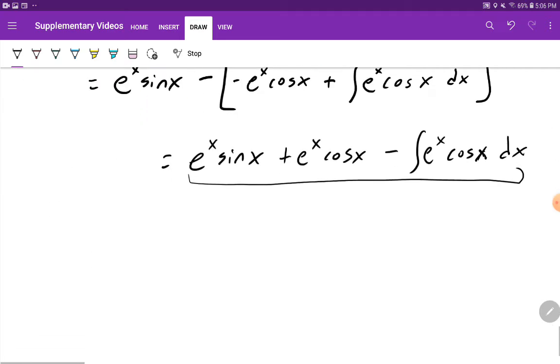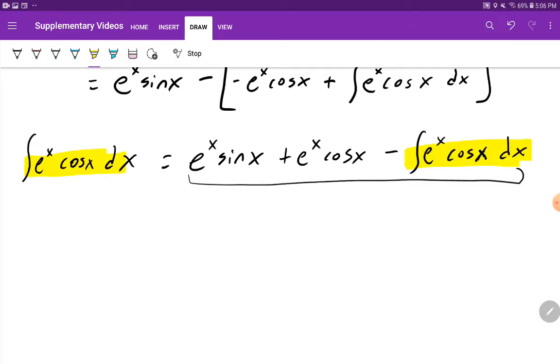Let me rewrite the original problem here on the left side. Integral of e to the x cosine x dx. And you're like, wait a minute. I've seen that before. I've seen this e to the x cos x dx, the integral. Oh my gosh. No. Is he going to do it? I think he's going to do it. Watch what happens. I can add this bad boy to both sides of this equation.